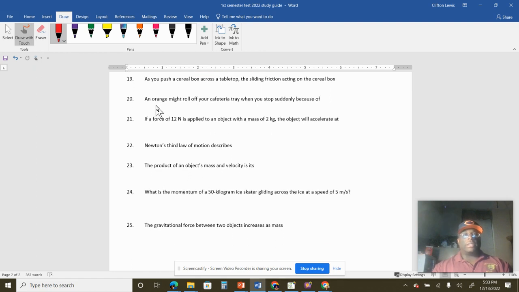Question 19. As you push a cereal box across the tabletop, the sliding friction acting on the box does what? Does it go in that same direction? Does it push it down? Is it greater than the static friction? Or does it go in the opposite direction? Opposite direction. So it opposes.